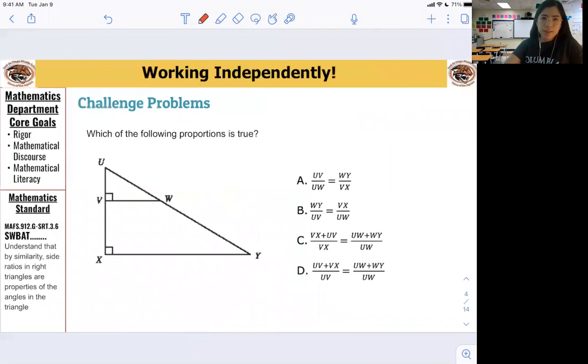Here's another true false. Which of the following is true? Here we go. And again, even if you don't know the answer, I need you to put something down because a wrong answer is better for me than a blank answer.